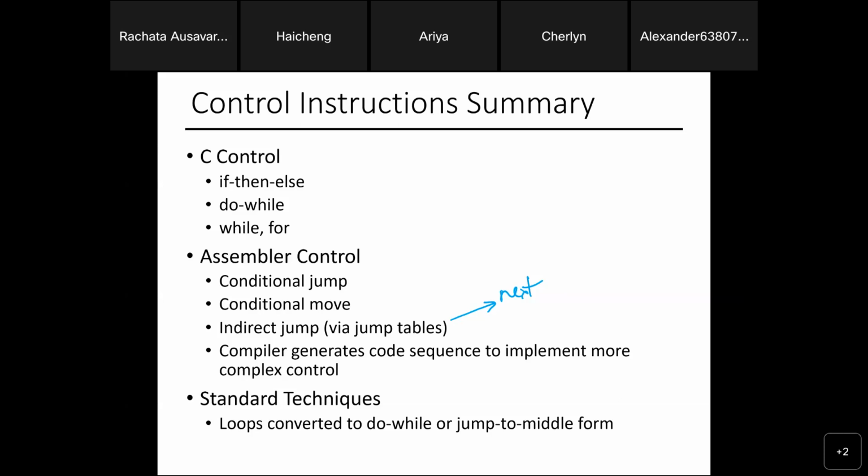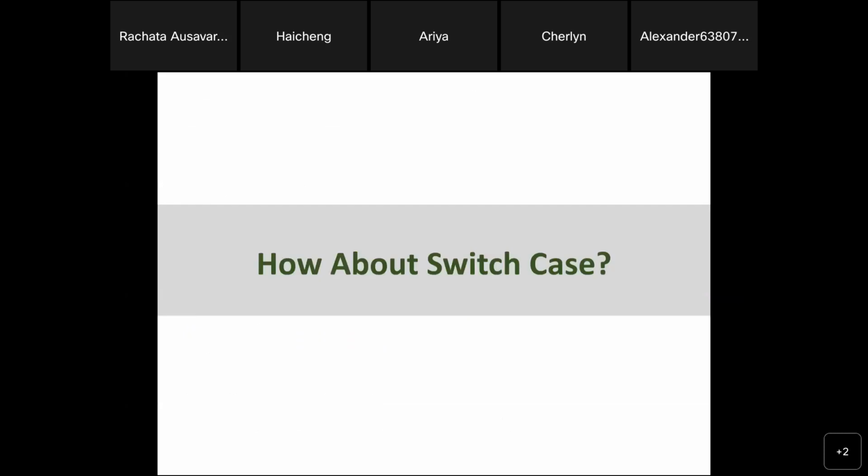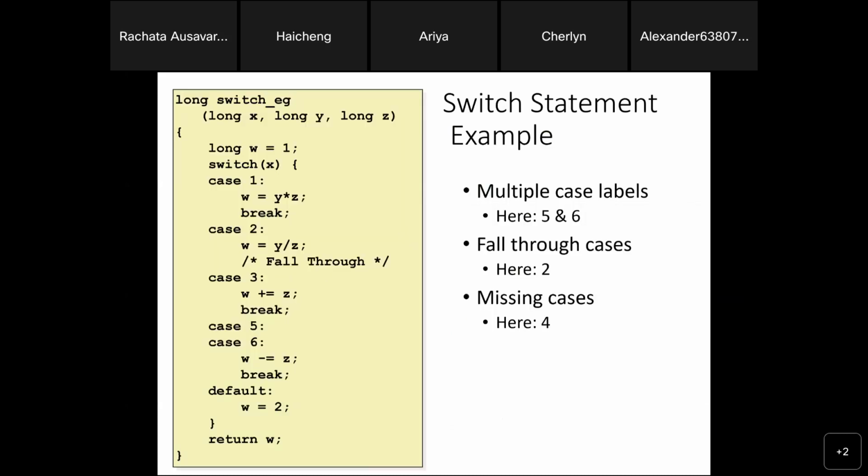All right, so we covered jump to the middle, we covered do while, and we're going to now cover indirect jump. Indirect jump has to do with switch case. How many of you have used switch case already in your code? Good. Now let me talk about how switch case works.